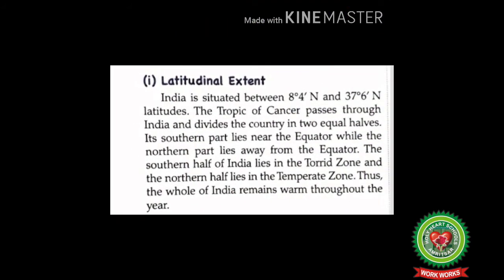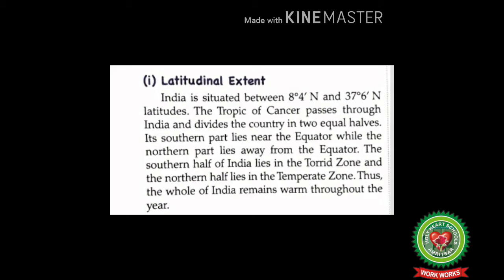Let's start with the book reading. Take out your page number 128, latitudinal extent. India is situated between 8 degree 4 minute north and 37 degree 6 minute north latitudes. Latitudes means the angular distance of a place north or south of the Earth's equator. The Tropic of Cancer passes through India and divides the country into two equal halves. Tropic of Cancer means the parallel of latitude that is approximately 23.5 degrees north of the equator.